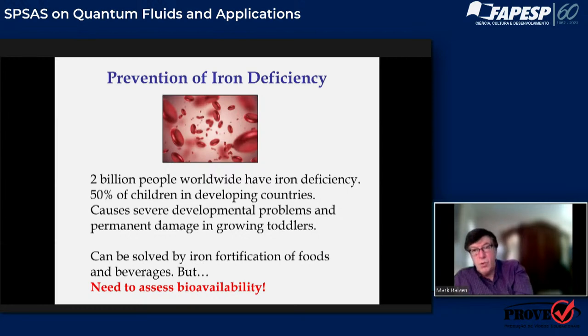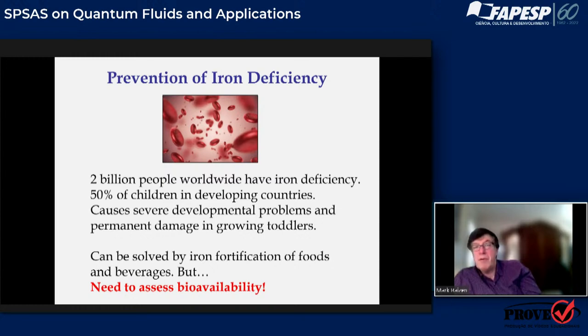The one topic I'm going to say a few words about, and then I'll end, is iron deficiency, because perhaps you were not aware of this. And maybe some years ago, I was not aware of this. In fact, iron deficiency is a worldwide health problem. Over 2 billion people worldwide have iron deficiency. Many of them develop iron anemia, which is a more serious condition of deficiency. And 50% or more of all children in the world, that's half, one of every two children in the world, suffer from iron deficiency. That's an amazing number. Amazingly bad. It causes severe developmental problems and permanent brain damage in growing toddlers.